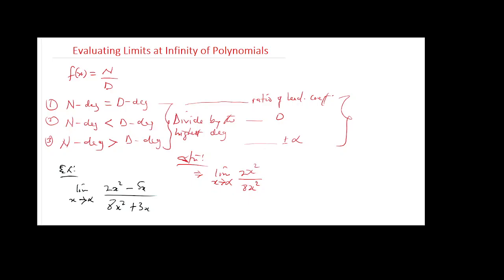And if we go further to evaluate this, we'll see that the x squared can cancel out, and we have 2 all over 8, which will give us 1 all over 4. If we look at our possible outcomes here, where the degrees of both sides are equal, you see the ratio of the leading coefficients will always be the output.